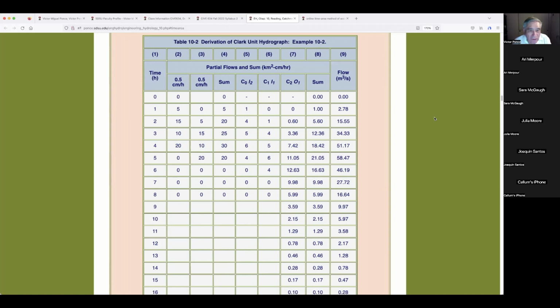Okay, so partial flows and sums, then we do sum it up. We get the kilometer square centimeter per hour. And then in here, we are going to apply the concept of linear reservoir. In order to do that, I don't have the time to get in there, but I'm going to recommend that you go back and read chapter 8 of my book, because we're going to need it.